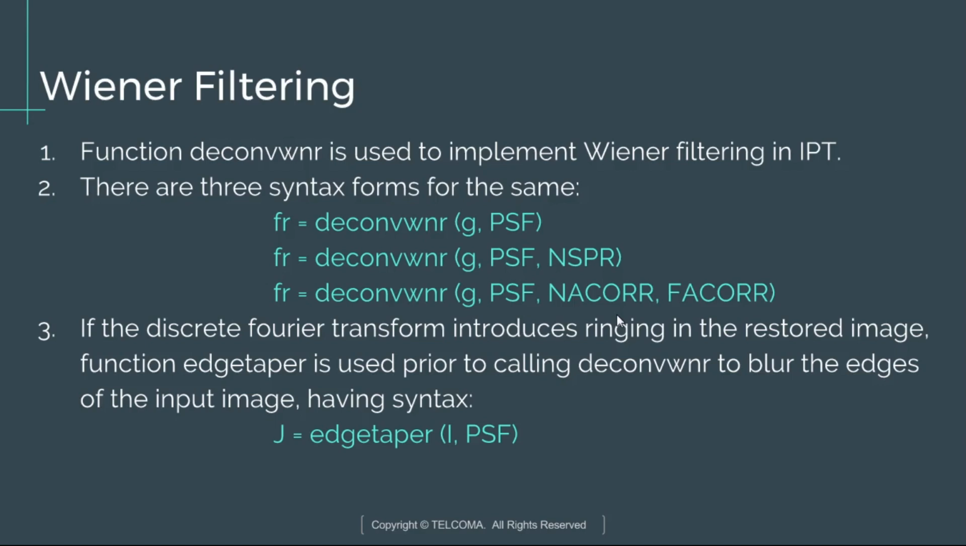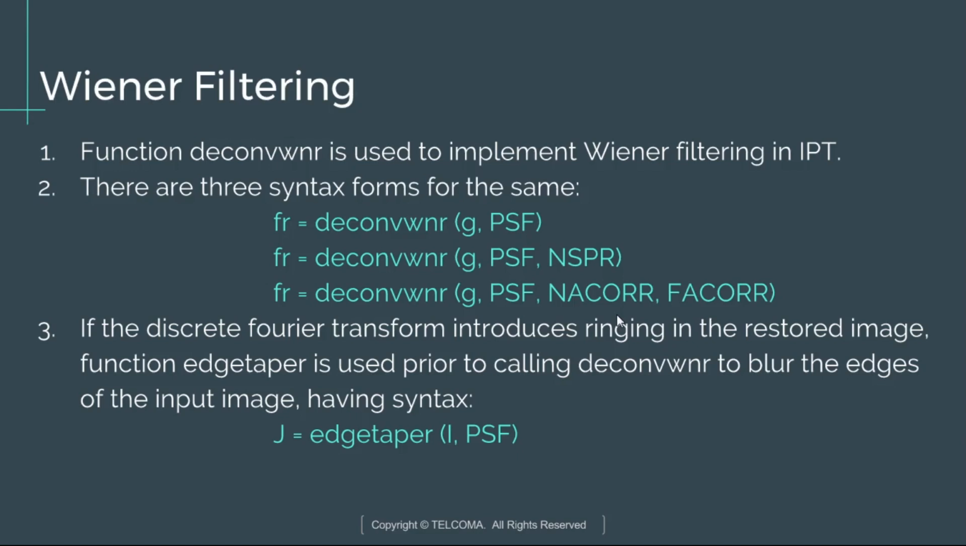There are 3 syntax forms for the same. First is fr = deconvwnr(g, psf). Second is fr = deconvwnr(g, psf, nspr), with an extra parameter, NSPR, which assumes that the noise to signal power ratio is known either as a constant or as an array. The function accepts either one. This is the syntax used to implement the parametric Wiener filter, in which case NSPR would be a scalar input.